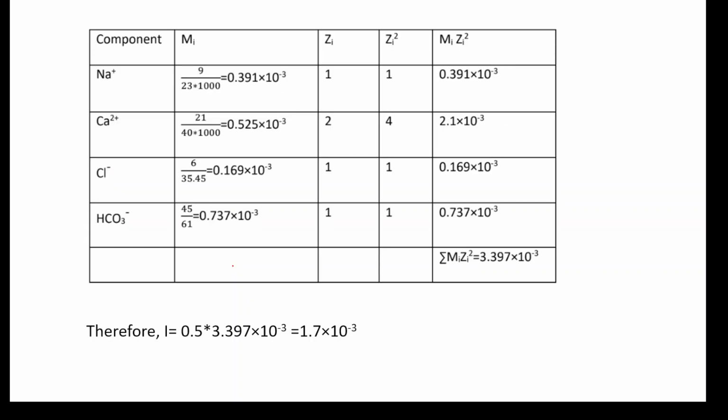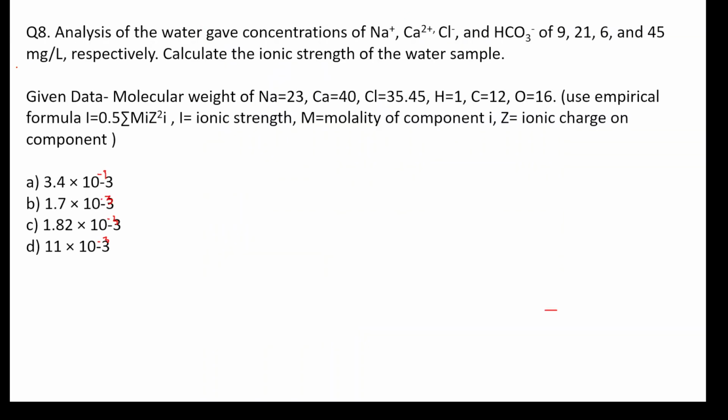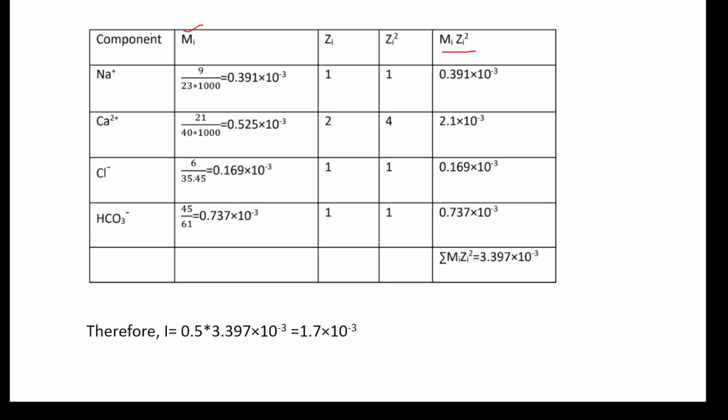Okay, we'll see the solution. So we need to calculate m_i z_i squared. First of all, we need m_i. All these concentrations are given in milligrams per liter, so we need to convert them into molar concentration, the molality. That will be obviously mass upon molar mass, weight upon molecular weight. So this one is the weight.